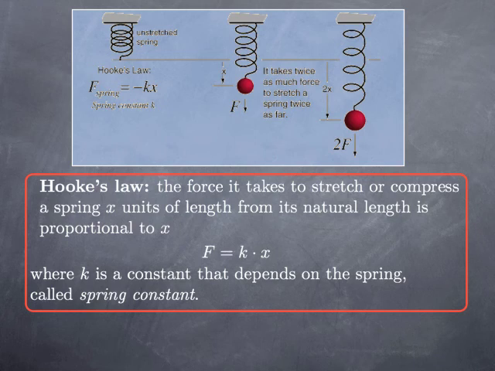In other words, F is of the form kx, where x is how much you compressed or elongated the spring from its natural length, and k is a constant that depends only on the spring, and we call that the spring constant. You see on the picture above what x represents here.